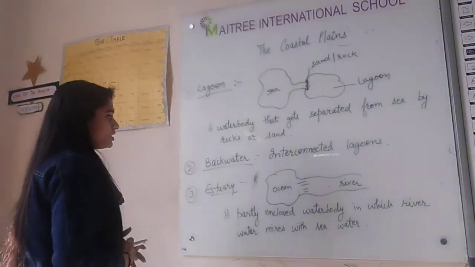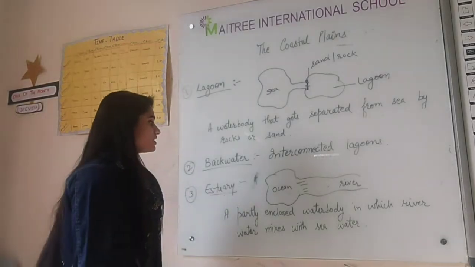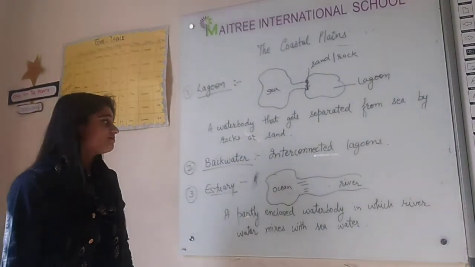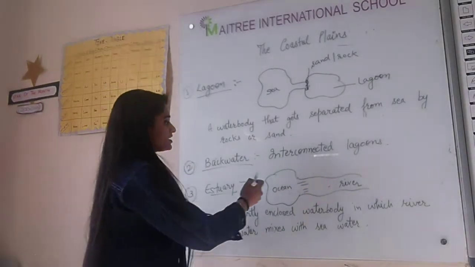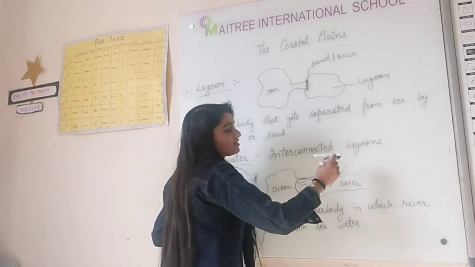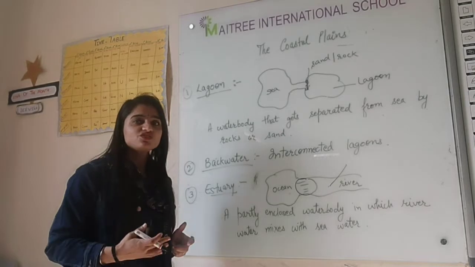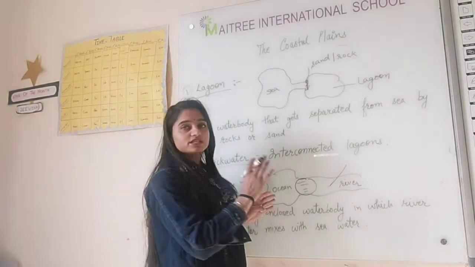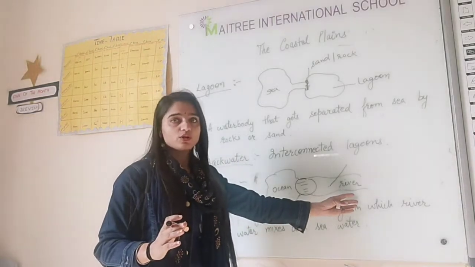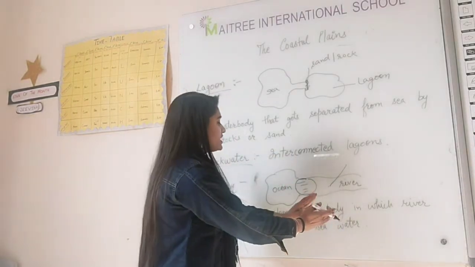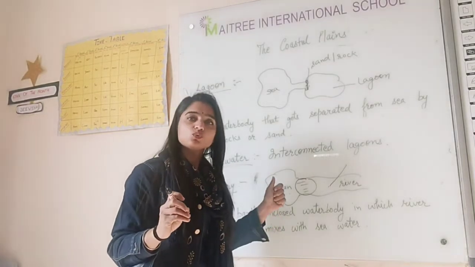So this was lagoon. Coming to the third term, that is estuary. Now what is estuary? As you can look at the figure, this is ocean, a river is flowing into this ocean. As we all know, in river we always get fresh water. It contains fresh water in itself, and ocean is a salty water body. So when the fresh water body gets mixed with the salty water body, the place where it gets mixed is known as estuary.